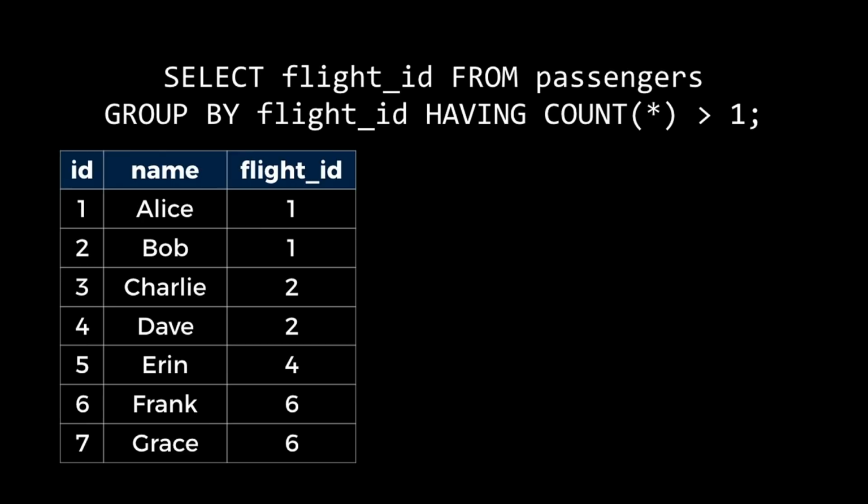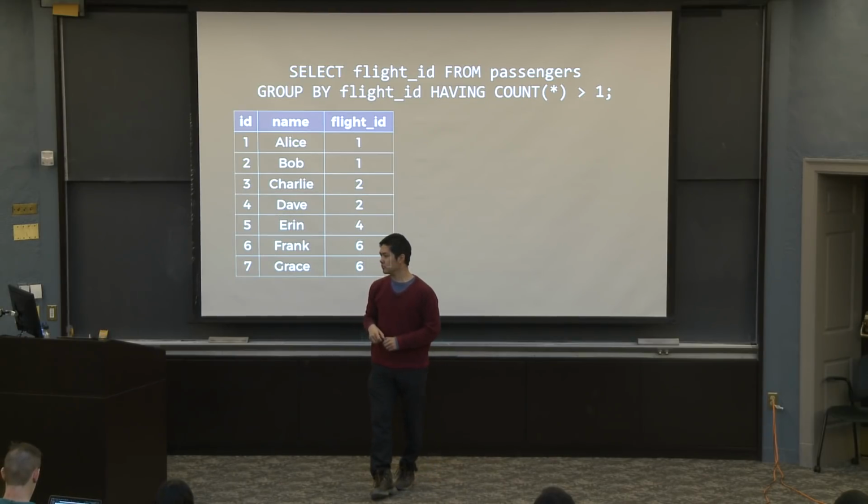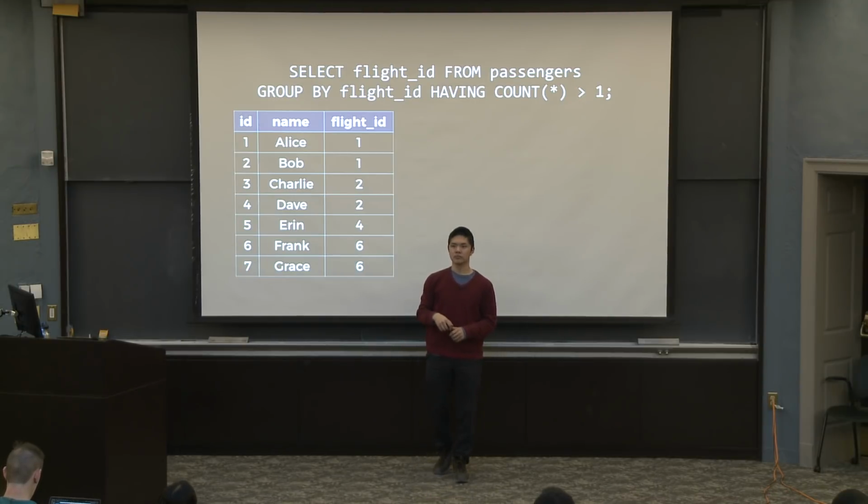Here's what the passengers table looks like. What happens if I run this query on the passengers table? What type of question am I asking? Yeah. So if I say group by flight ID having count greater than 1, then it would group the flight IDs that have more than one flight ID. So it would be 1, 2, and 6.